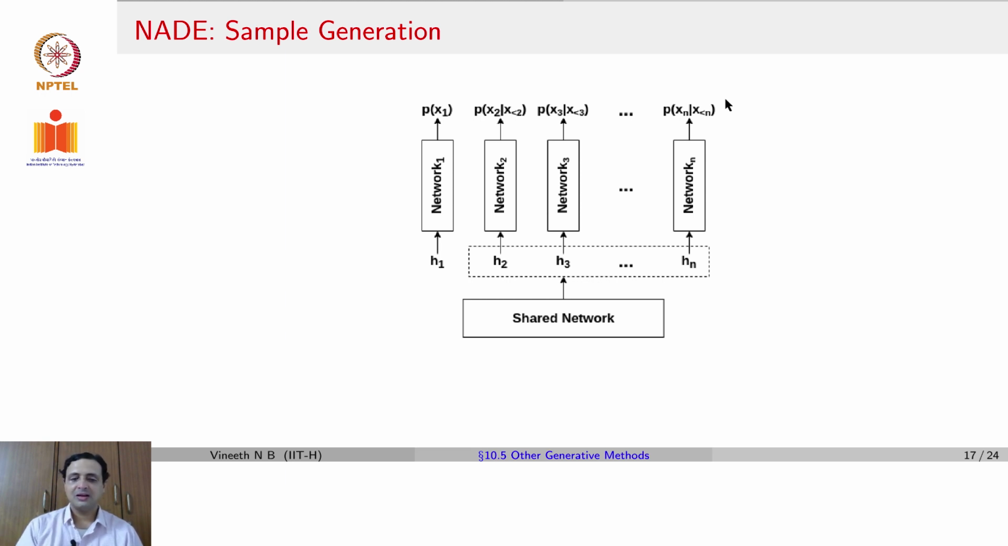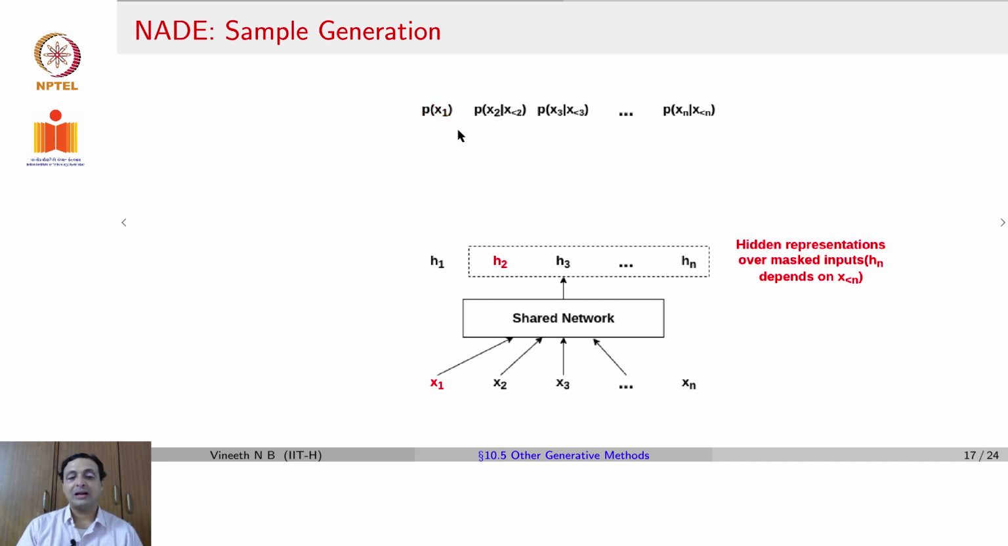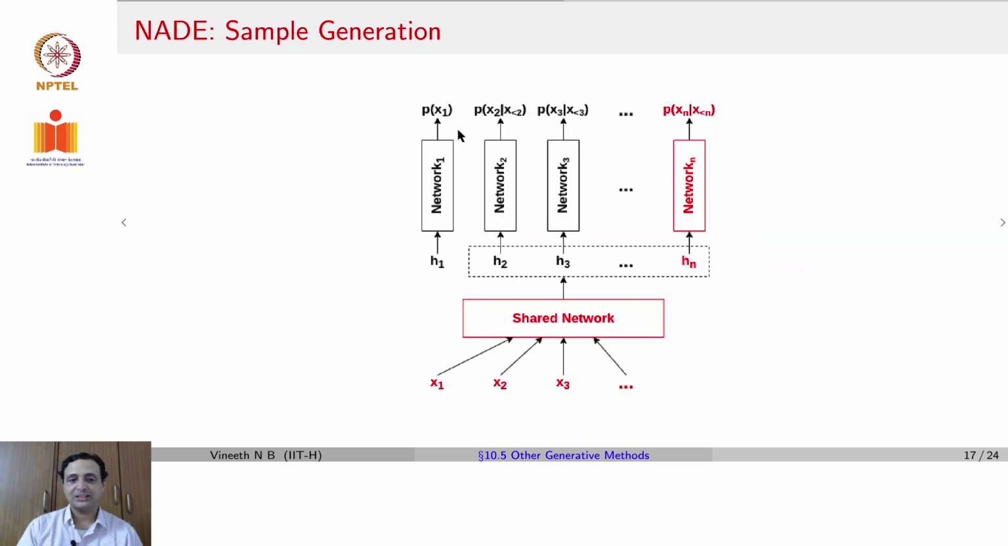With NADE, it's similar. We're going to assume now that H1 is equivalent to Z in sample generation. You could now assume that H1 comes from a Gaussian. You sample a value from there, send it through the first network. You would get a certain x1. That x1 is now fed to get h2. That is used to get p of x2.